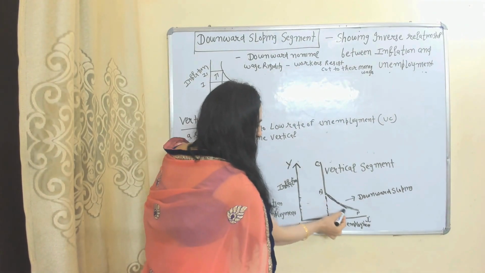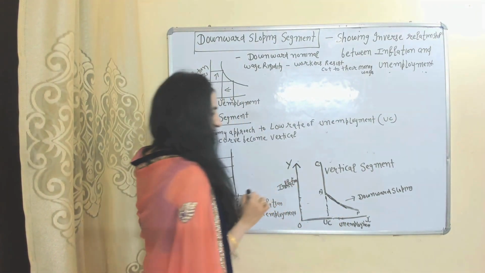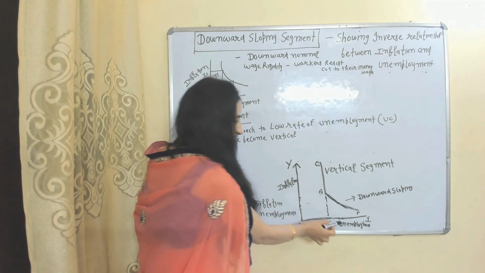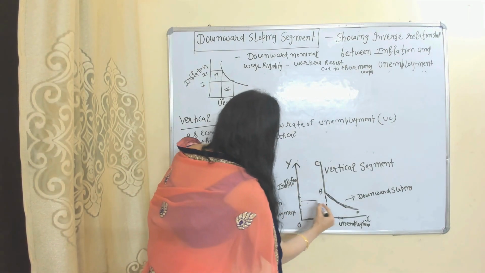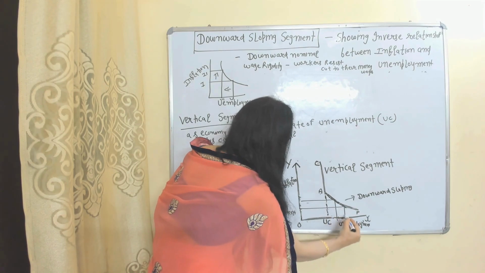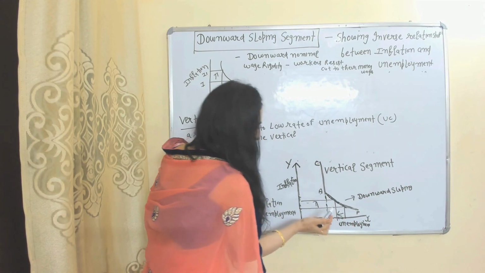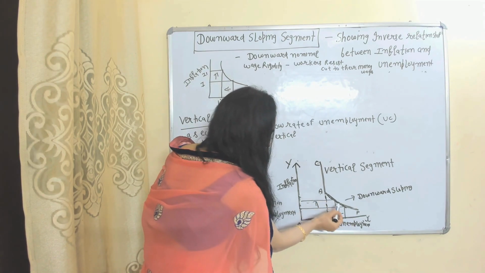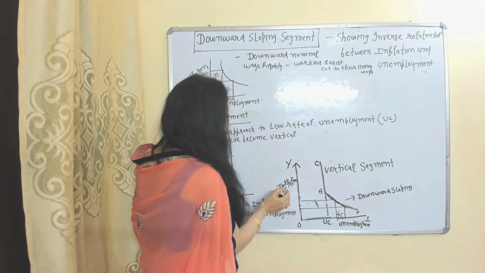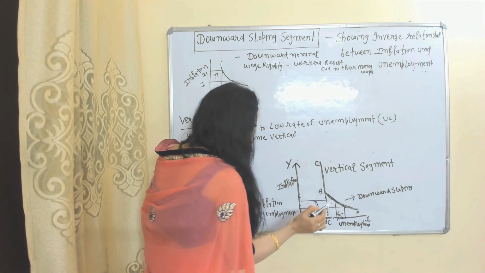This downward segment shows inverse relation between inflation and unemployment. That means if inflation increase, unemployment fall. Here you can see inflation increase, unemployment fall. So this downward segment shows inverse relation between inflation and unemployment.